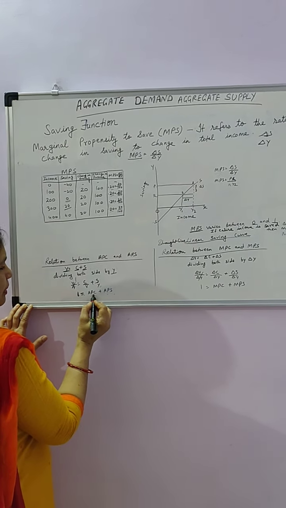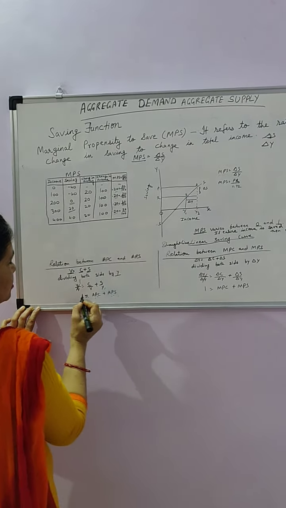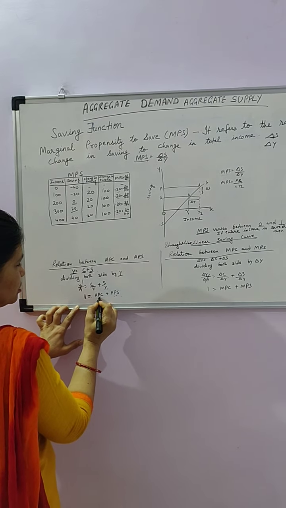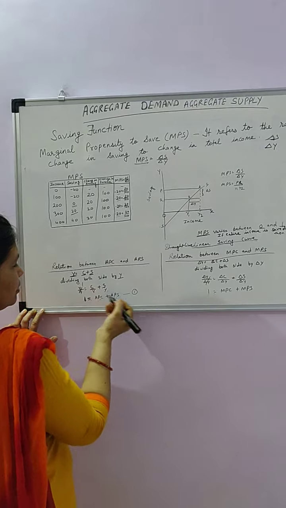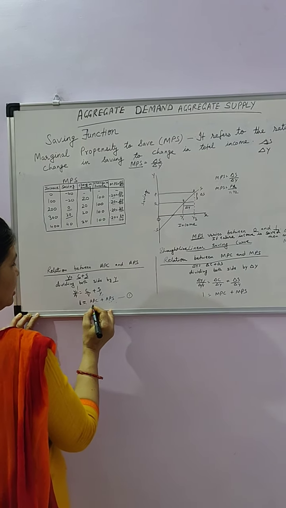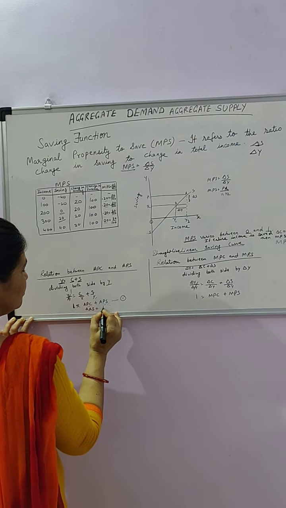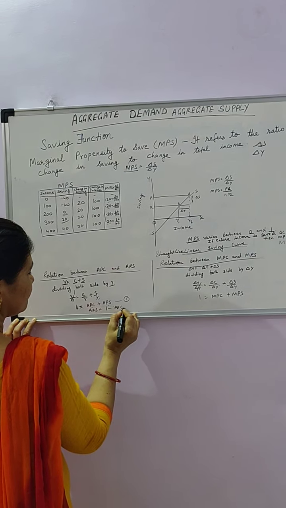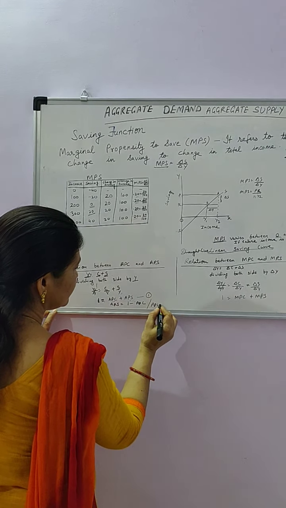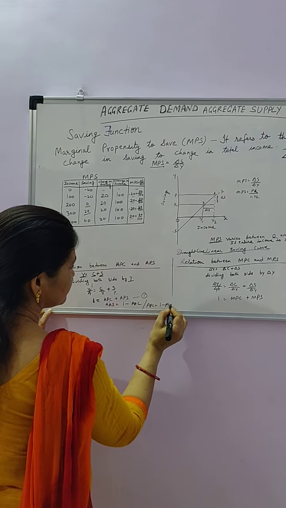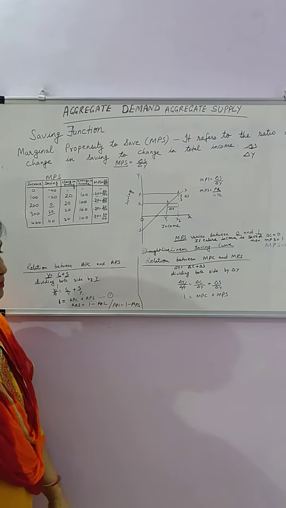So 1 is equal to APC plus APS. That is, APC plus APS is equal to 1, meaning income is either consumed or saved. This is formula 1. Now from this formula you can make another formula. If you have to calculate APS, APS is equal to 1 minus APC. And if you want to calculate APC, it is 1 minus APS. This is the relation between APC and APS.